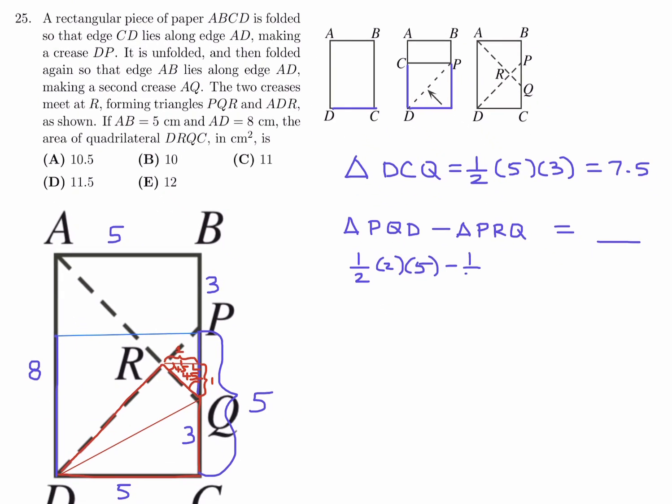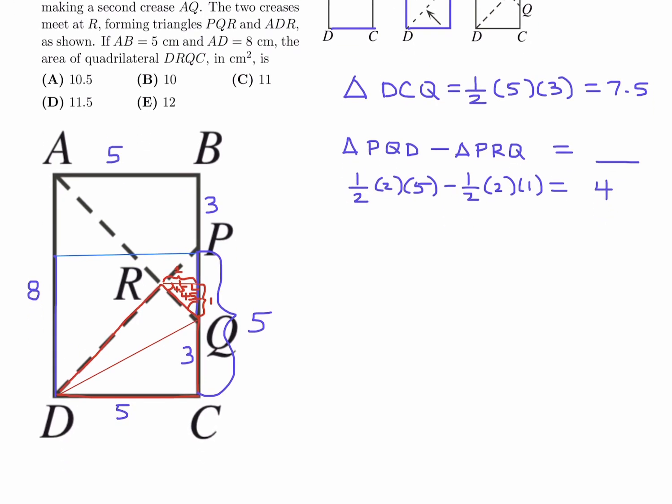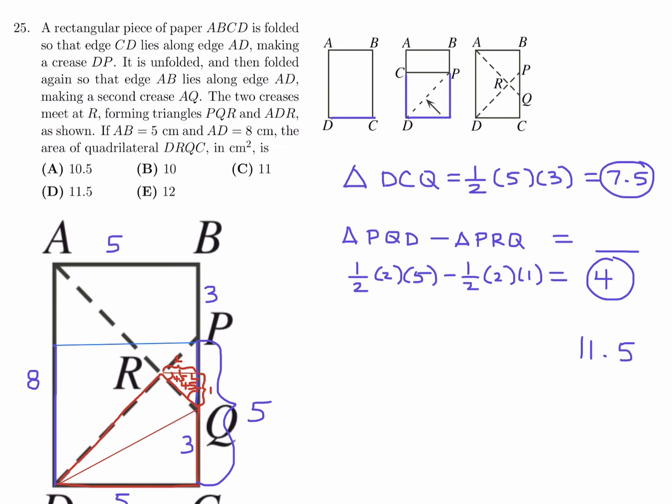So I can now figure out the area of PRQ. PRQ is 1/2 base times height. The base is 2 and the height is 1, so that equals 1. Then PQD is 5, and 5 minus 1 is 4. So now to figure out the quadrilateral DRQC, I just have to add this to the 7.5, and I get 11.5. And therefore, the answer to number 25 is D.